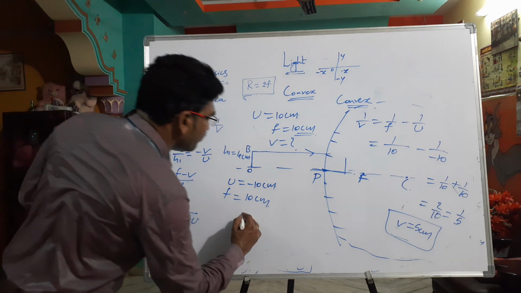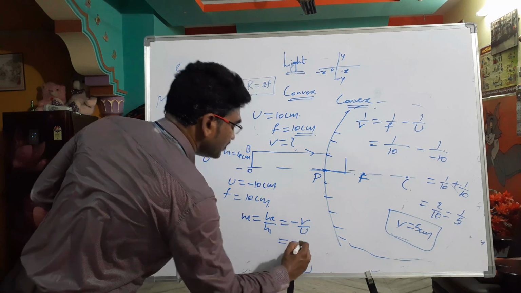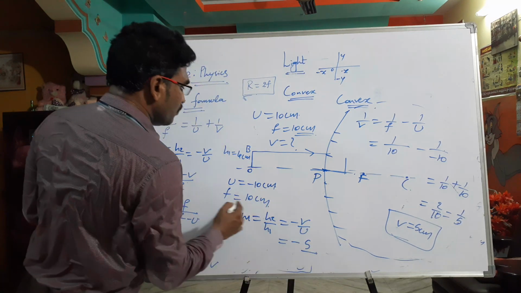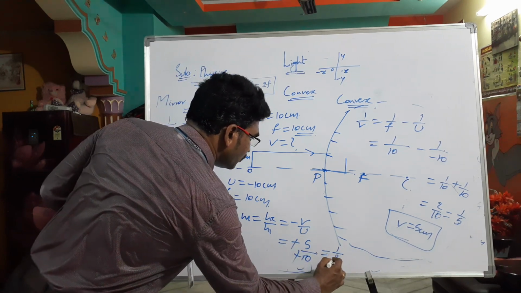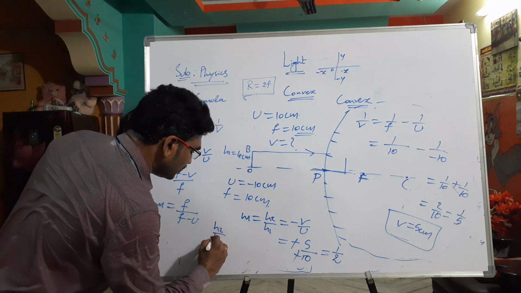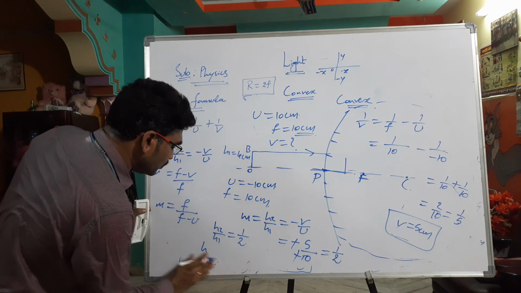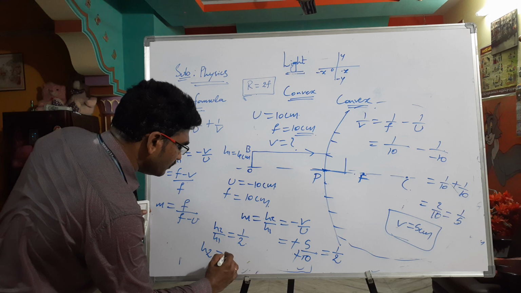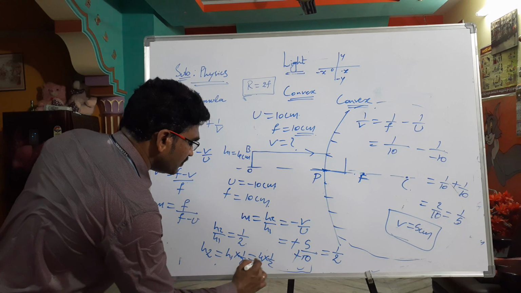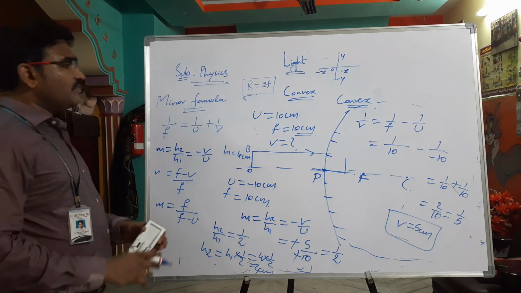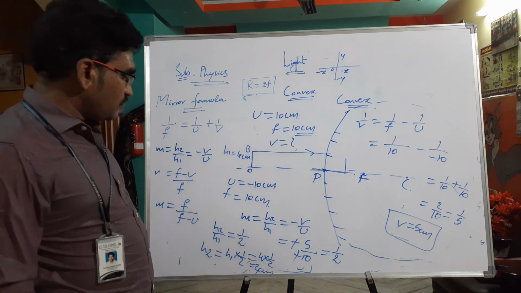Now V is positive, and we want to calculate H2 also. Magnification, we know, M is equal to H2 by H1 is equal to minus V by U. Minus, what is the V value? 5 by U. What is U? Minus 10. So it is going to be 1 by 2. So H2 by H1 is equal to 1 by 2. I know H1 and I want H2. H2 is equal to H1 into 1 by 2, that is 4 into 1 by 2, which is 2 centimeters. So the H2 value is 2 centimeters.